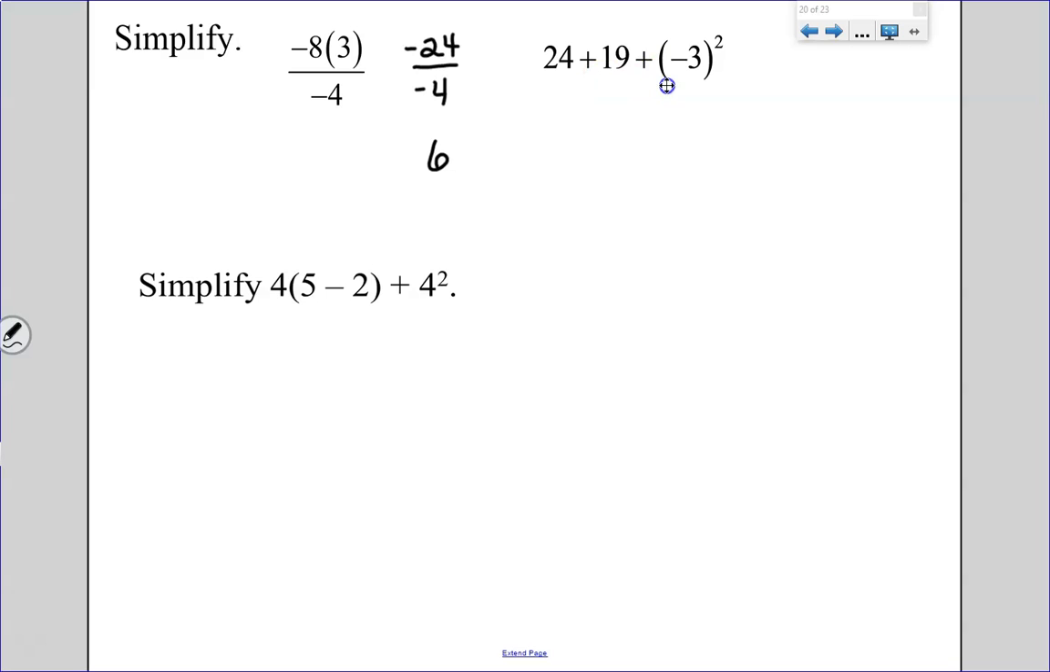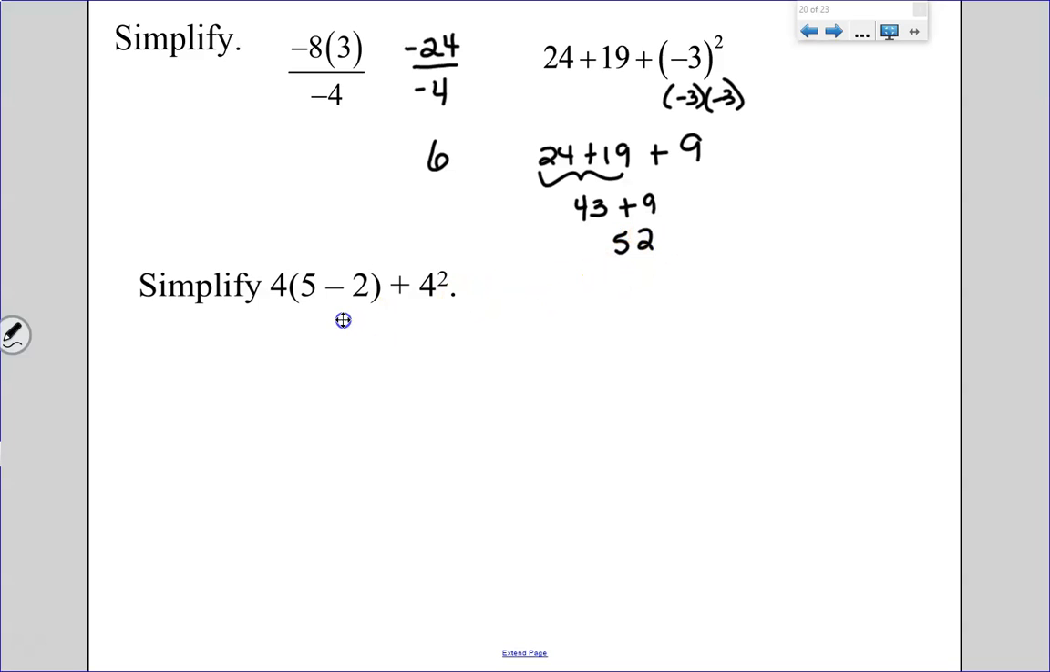In the next example, I have an exponent, so I need to do that first. Remember, squaring means to multiply that number by itself, so I'm going to end up having -3 times -3. Well, a negative times a negative gives me a positive result, so this is going to be a +9. I'll copy down the 2 remaining numbers, and then I'm going to work myself from left to right. 24 plus 19 would be 43. Copy my 9. 43 plus 9 would give me a 52.